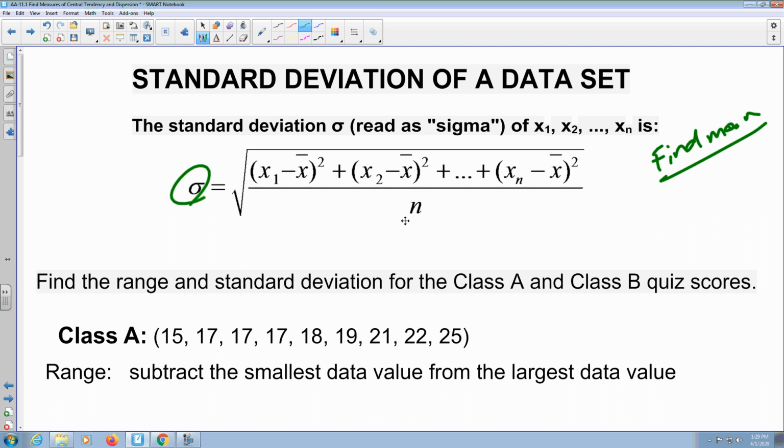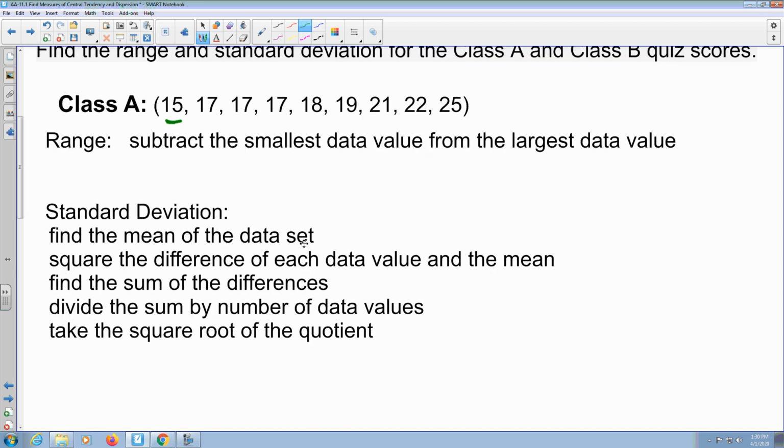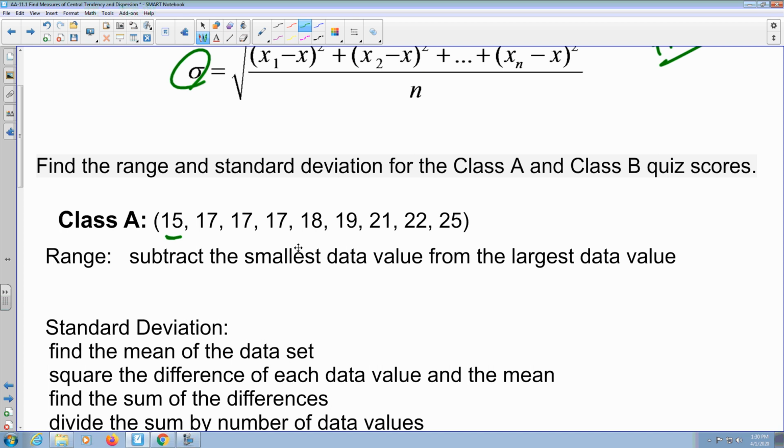Once you've done that, you take each individual piece of data. Like you'd start with 15, subtract the mean, and then square it. Then you add that to the next value, subtract the mean, square it, and keep doing that until you're done with the pieces of data. It's divided by the number of pieces of data, and then eventually you take the square root of it.